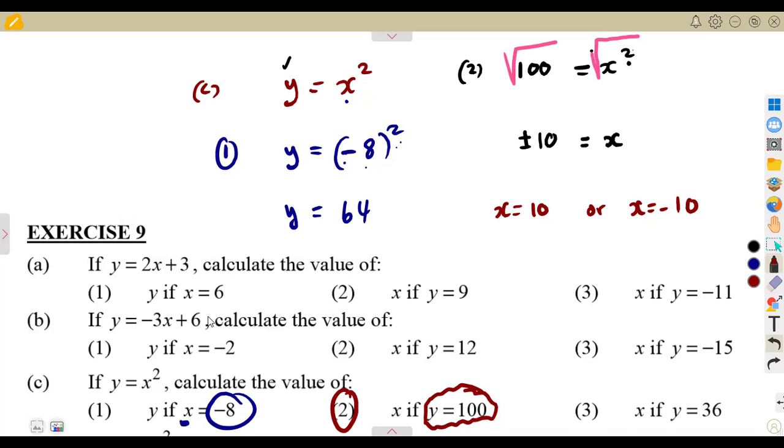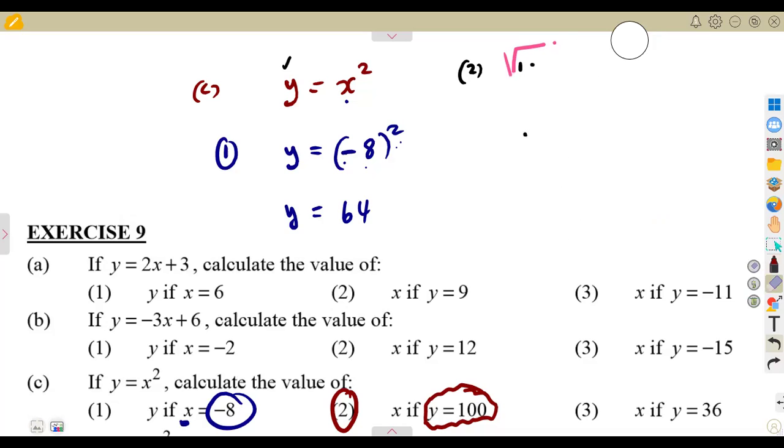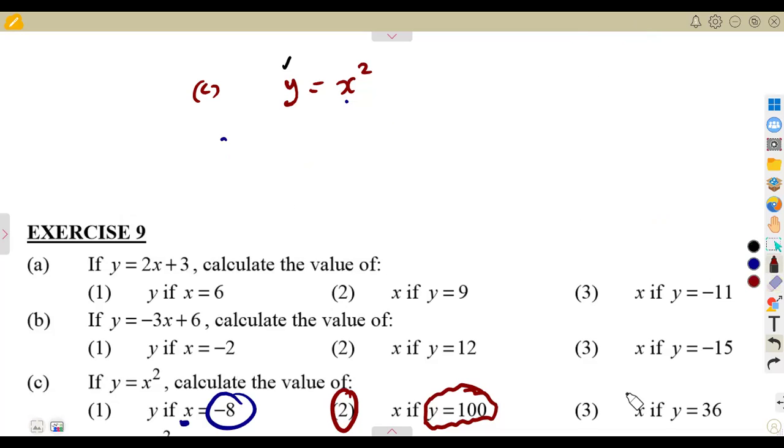So there, be very careful on finding the square root. This was the same condition as on number 3. On the same question on number 3, we need to find x if y is equal to 36. So 36 is equal to x squared. That is what they mean.